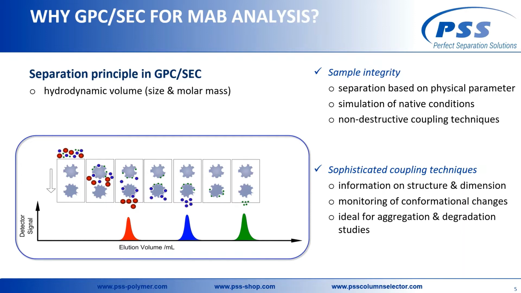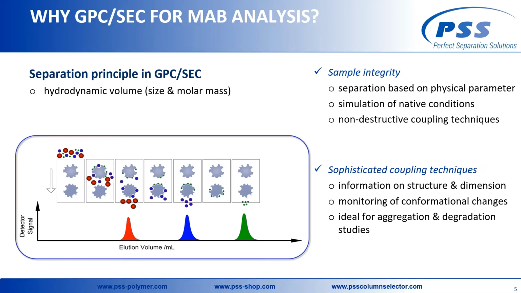The separation takes place in the pores of the column. While larger sizes cannot penetrate any pores, they elute first. Smaller sizes will diffuse into the pores and back and are thus retarded on their way through the column.